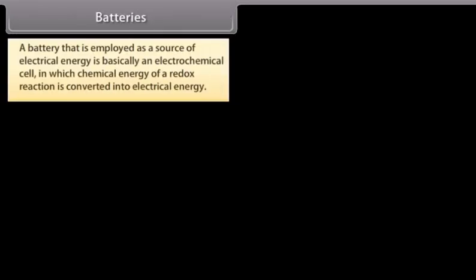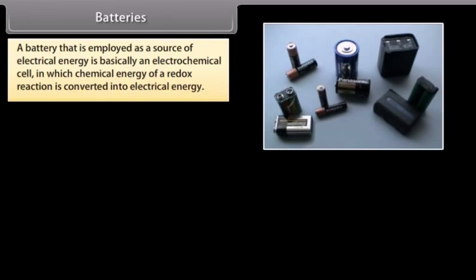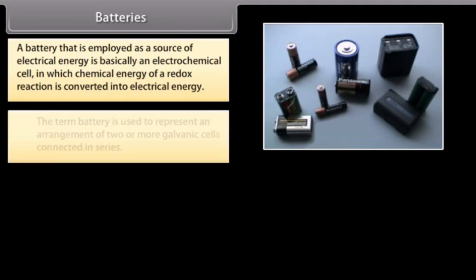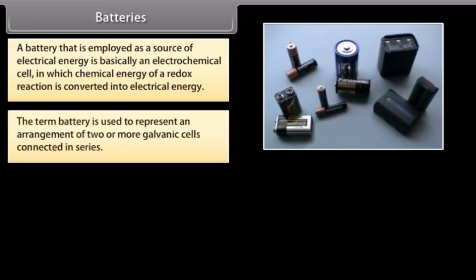Batteries. A battery that is employed as a source of electrical energy is basically an electrochemical cell in which chemical energy of a redox reaction is converted into electrical energy. The term battery is used to represent an arrangement of two or more galvanic cells connected in series.